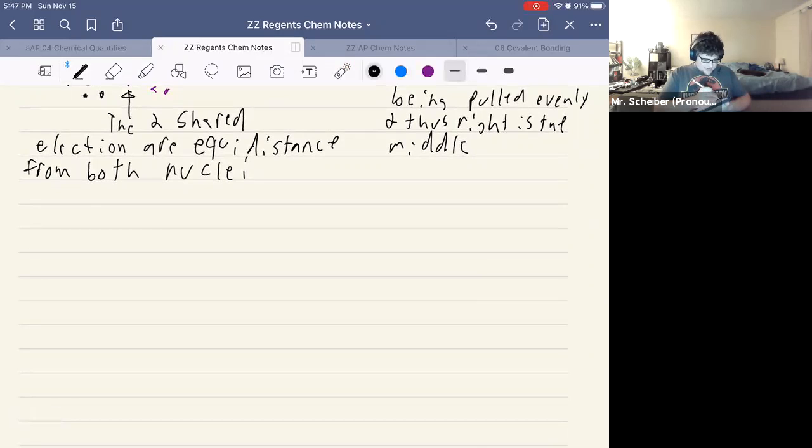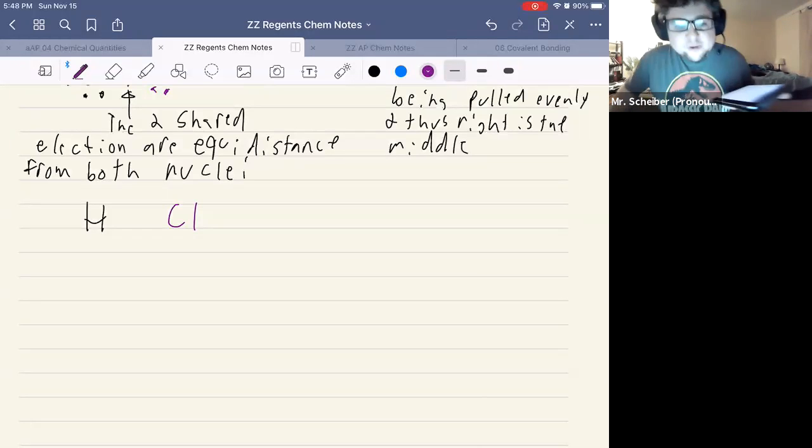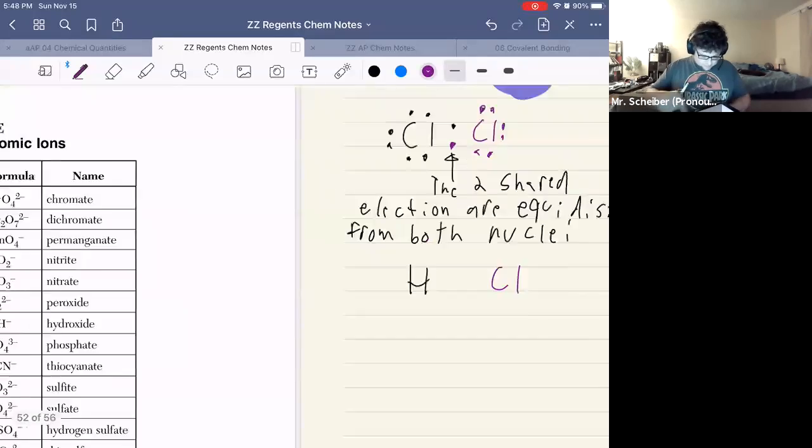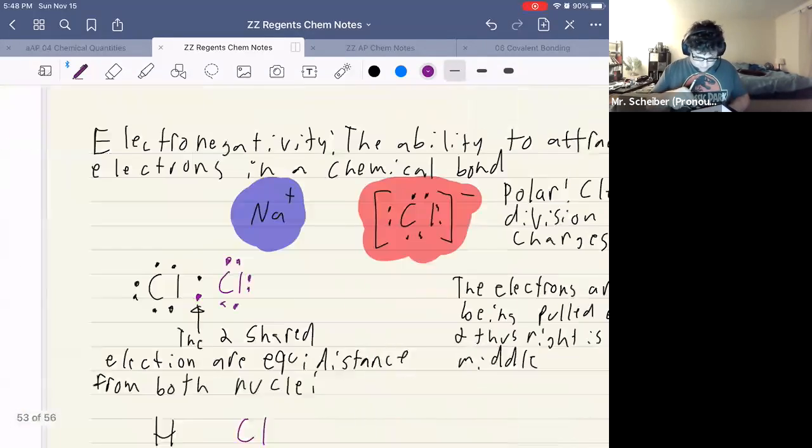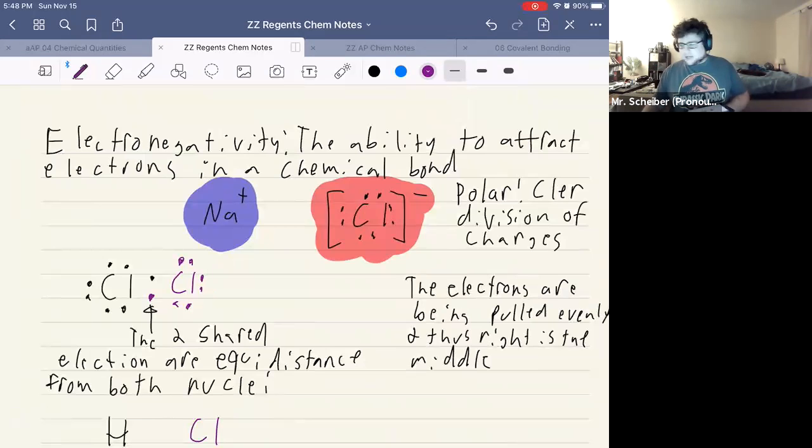Let's look at H and Cl. We know that H has 1 valence electron and chlorine has 7 valence electrons. So chlorine is going to share 1 with hydrogen. In other words, they both make 1 bond, right? However, if we look up the electronegativity values, I can tell you that chlorine is much, much higher. I can actually look that up.